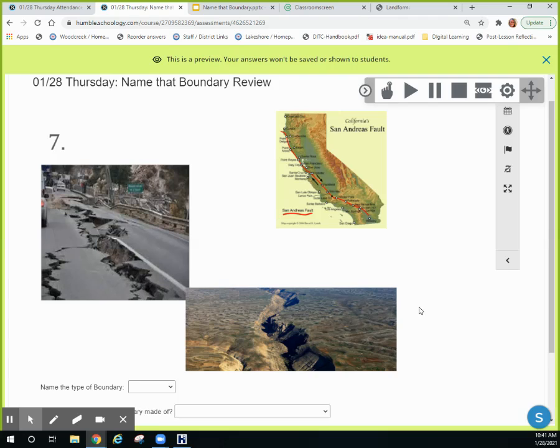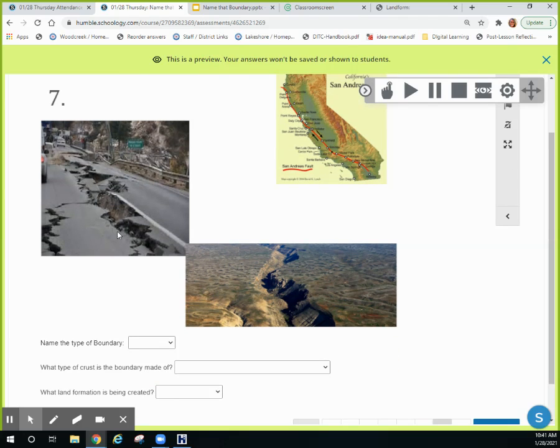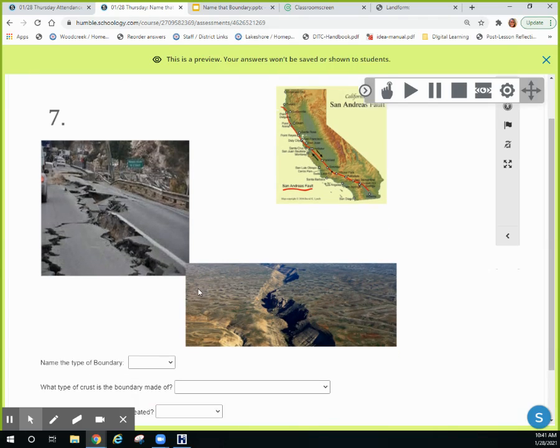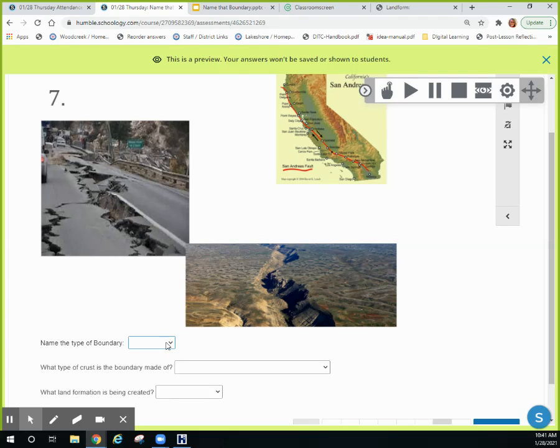Our seventh image, we have really big cracks in the ground, something we might see as a side effect of an earthquake. It's not quite as deep as a valley, and it's on land, so it can't be a ridge or a trench. So this looks like something an earthquake caused, this crack or scrape in the ground. And if we look at this image of the San Andreas Fault, we can see two arrows that are running parallel to each other. They're going side by side. So when you have two plates that slide side by side, it is a transform boundary.